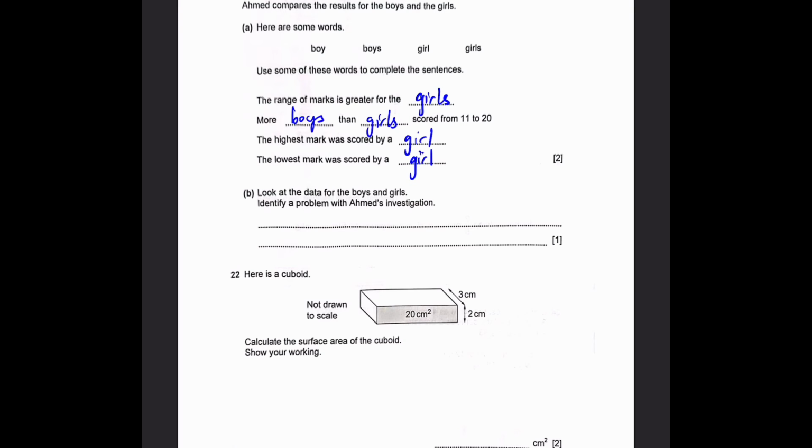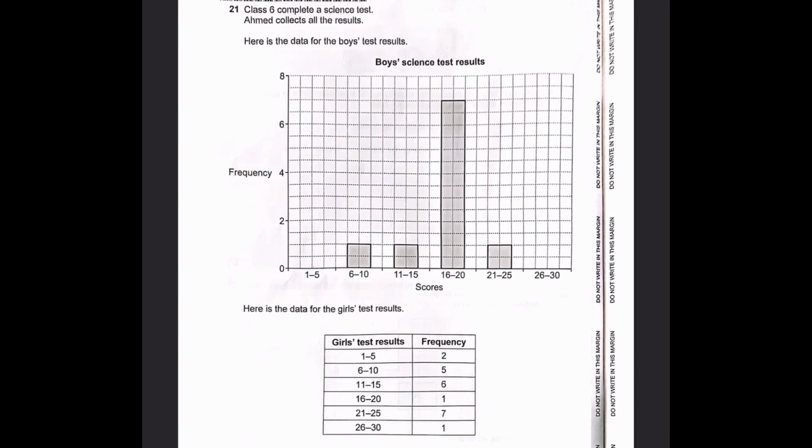Now you can go to part B. Look at the data for the boys and girls. Identify a problem with Ahmed's investigation. So we have the data over here. So we can realize that the intervals have 1 to 30. But it's possible to get a 0 on the test, right?